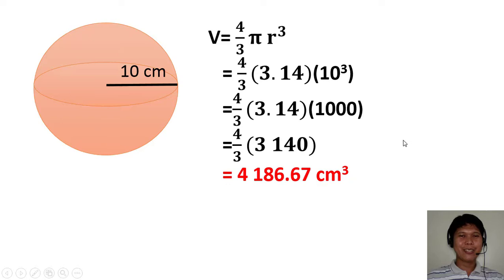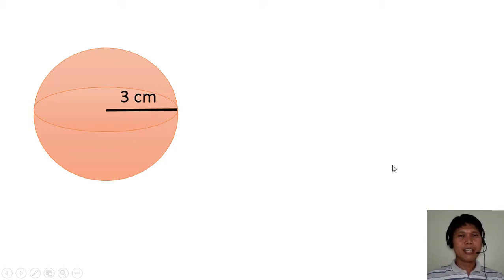Okay, so let's have another example, and this time, how about you do it? Okay, find the volume of the sphere with a radius of 3 centimeters. You can pause the video and try to solve before I reveal the answer. Go!